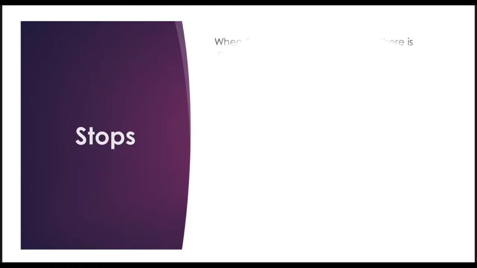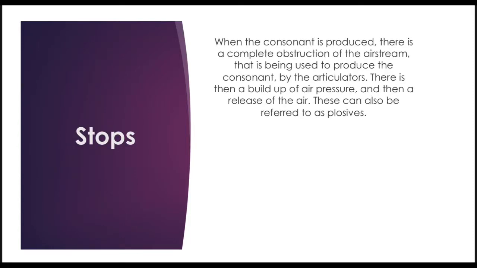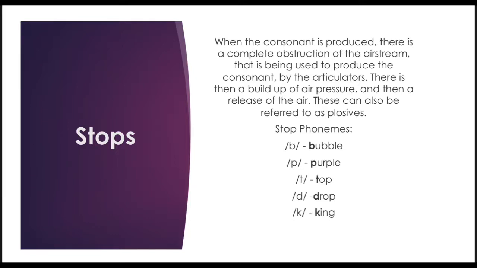So with the stops, stops are when the consonant is produced and there's a complete obstruction of the airstream, and there is a buildup of pressure and then a release of air, and these can also be referred to as plosives. And the stop phonemes are going to be B as in bubble, P as in purple, T as in top, D as in drop, K as in king, and G as in green.